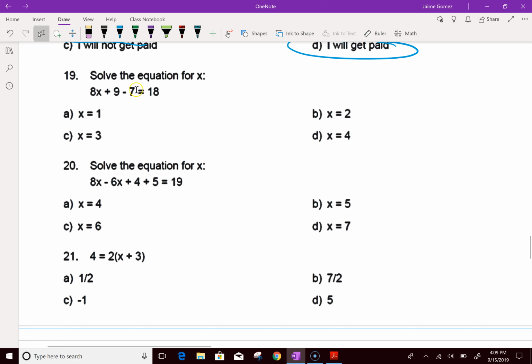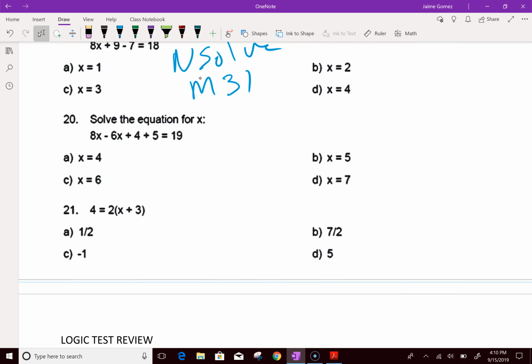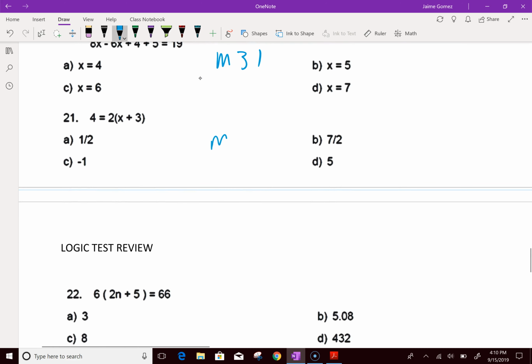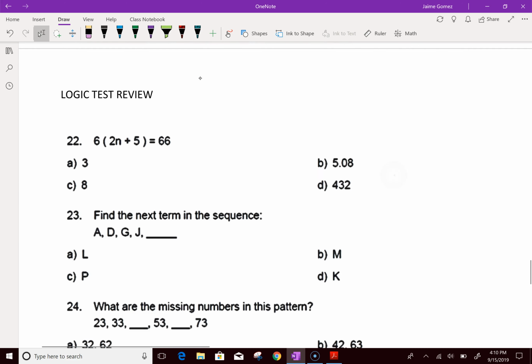Number 19, solve for the equation for x. How would you solve the equation for x? How do you do this? And solve. Menu 31. Don't get this question wrong. Same thing on here.